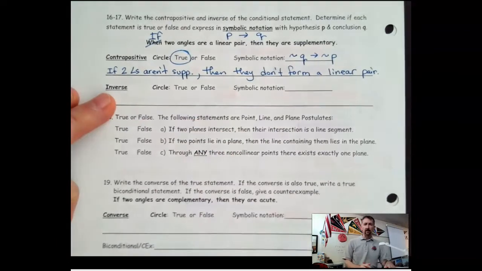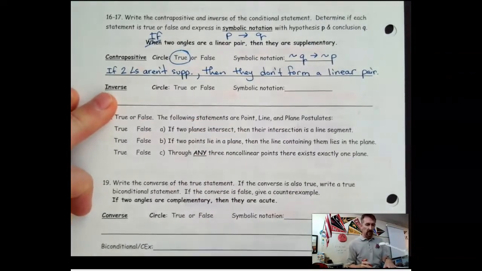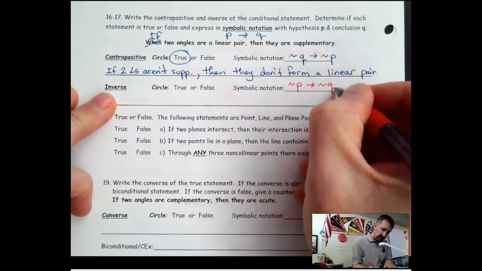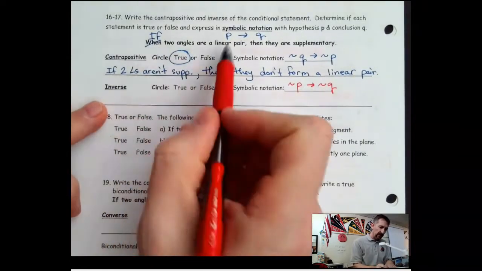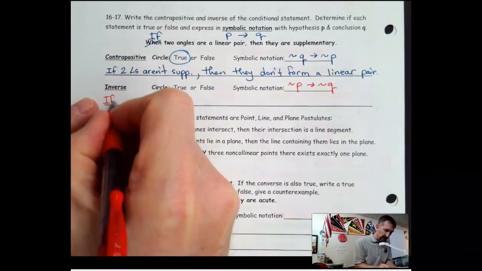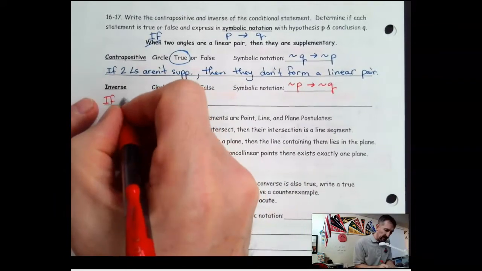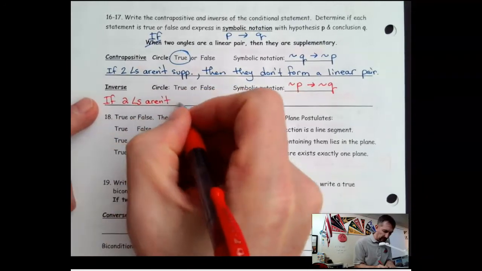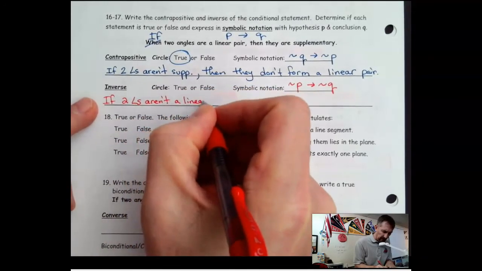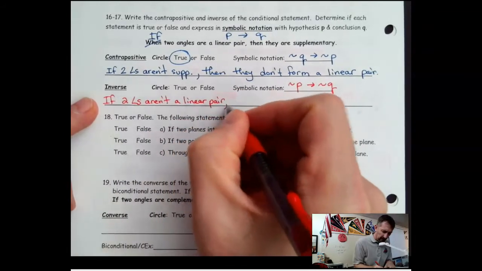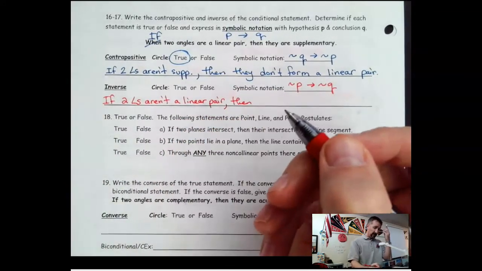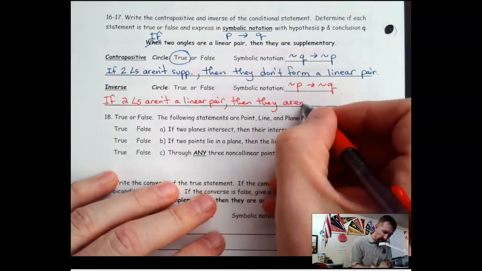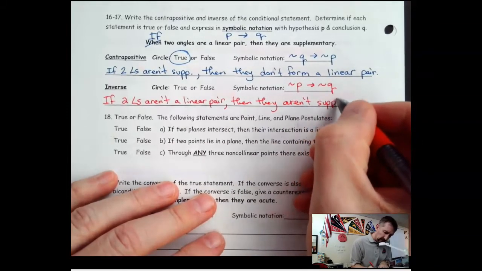Now the inverse is the negative. So the negation, so that's the negation of P and the negation of Q. So if we negate this, that would be if two angles aren't a linear pair, then they aren't supplementary.